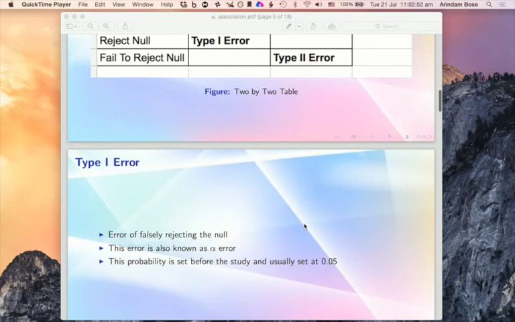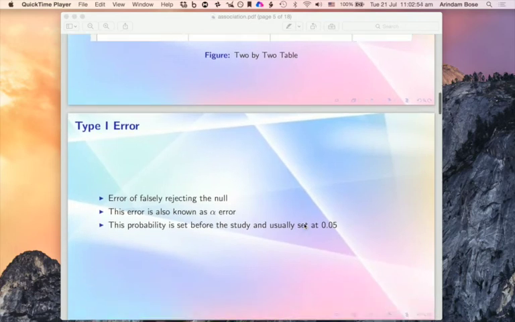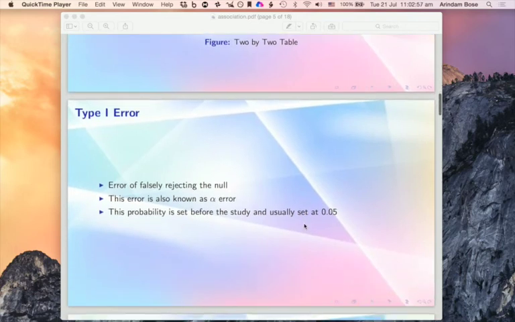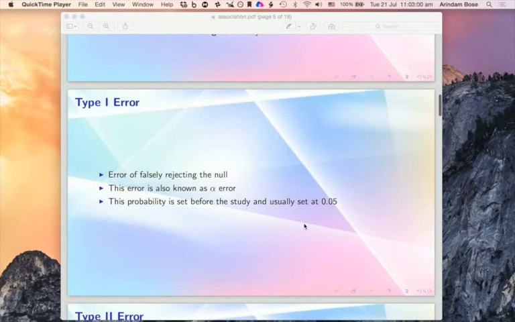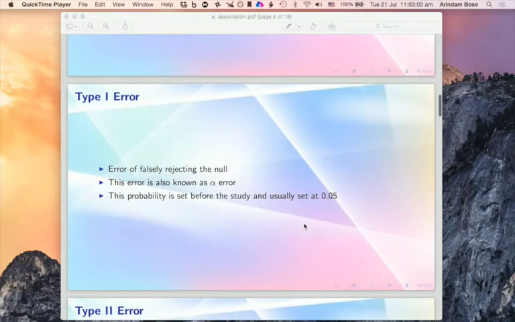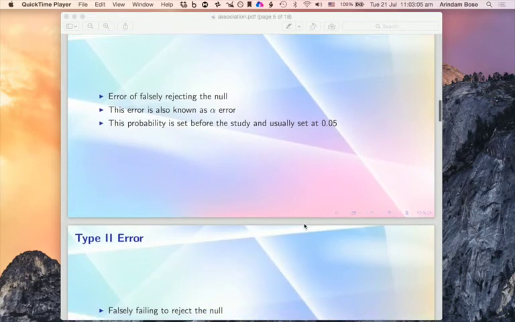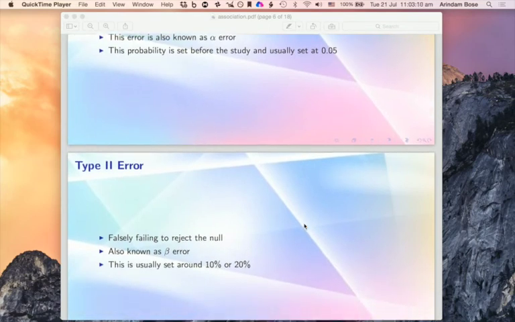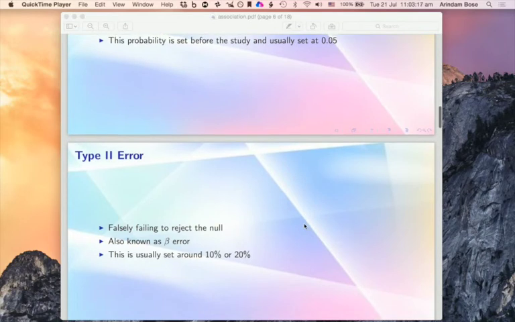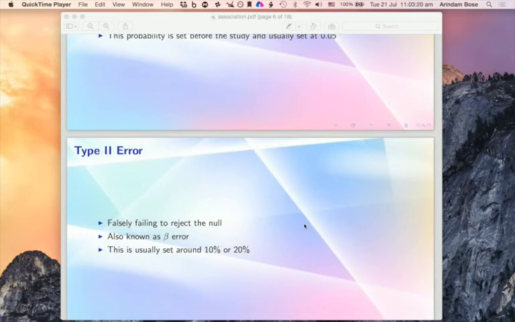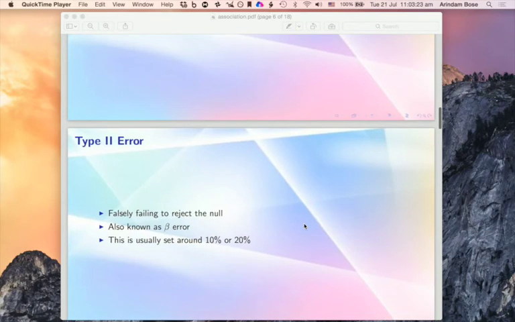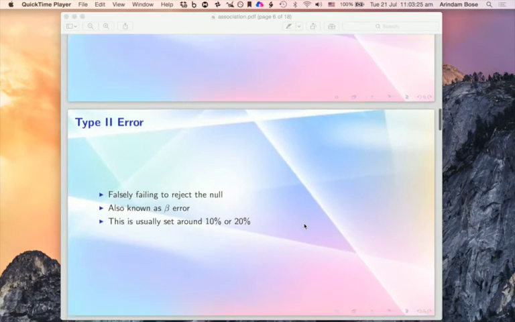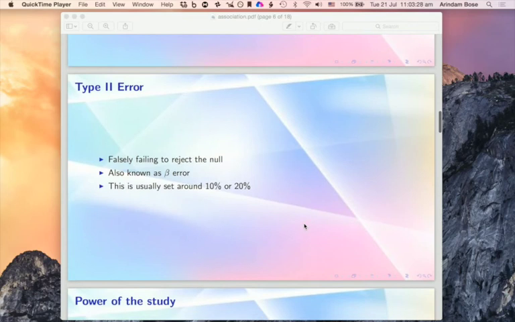As I said, type 1 error is the error of falsely rejecting the null, also known as alpha error, and this probability should be set before the study, and it is usually set at 0.05 or 5%. Type 2 error, on the other hand, is the error that we commit if we falsely fail to reject the null hypothesis. This is also known as beta error, and the beta error is usually set at 10% or 20%. So the beta error is usually given a value of p of 0.20 or 0.10.